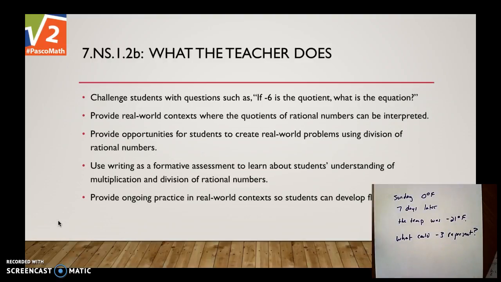We also want to provide opportunities for students to create real-world problems using division themselves, not just ones that you provide them, and use writing as a formal assessment to learn. We're trying to build student understanding of multiplication and division of rational numbers, and then provide ongoing practice and context so students can develop the fluency that we desire with multiplication and division of rational numbers.